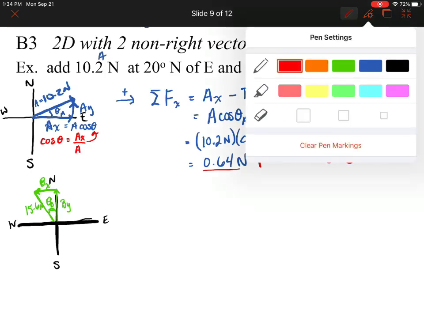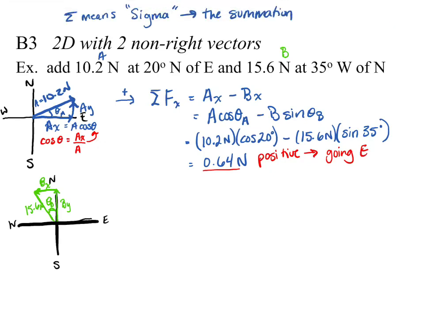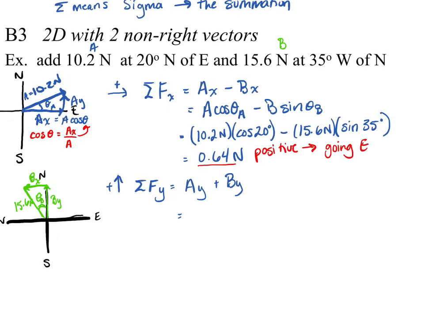Okay, and we're going to do the same thing in the y direction. So I want to sum all the forces in the y direction. Again, I have to define a positive direction. Since both of these I have north and north, I'm going to say north is positive. So for A in the y direction, that's going north, so it's positive. And for B, it's also going north, so it's also positive. So I'm just going to add those together rather than subtracting them.